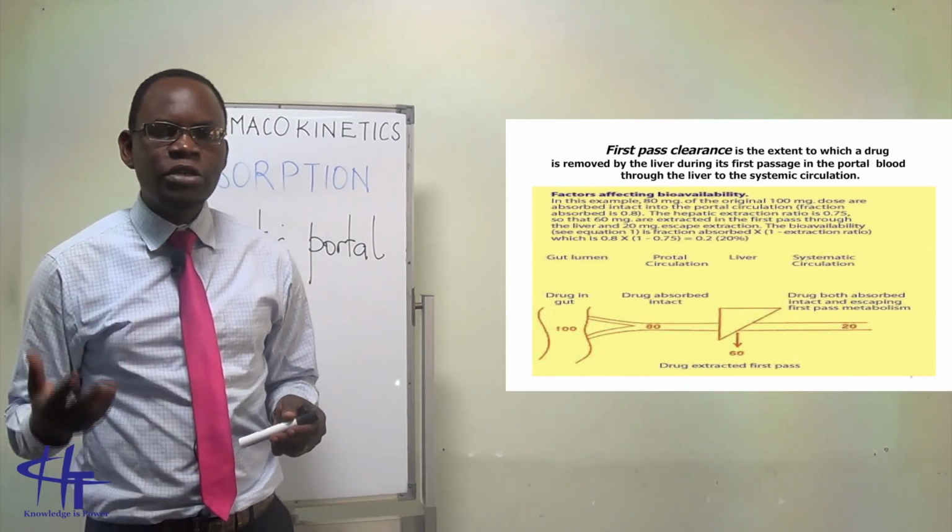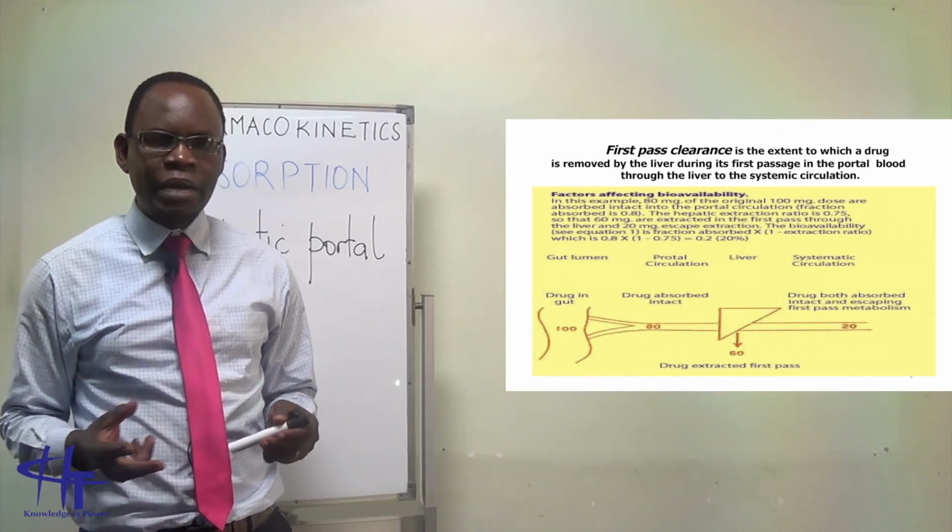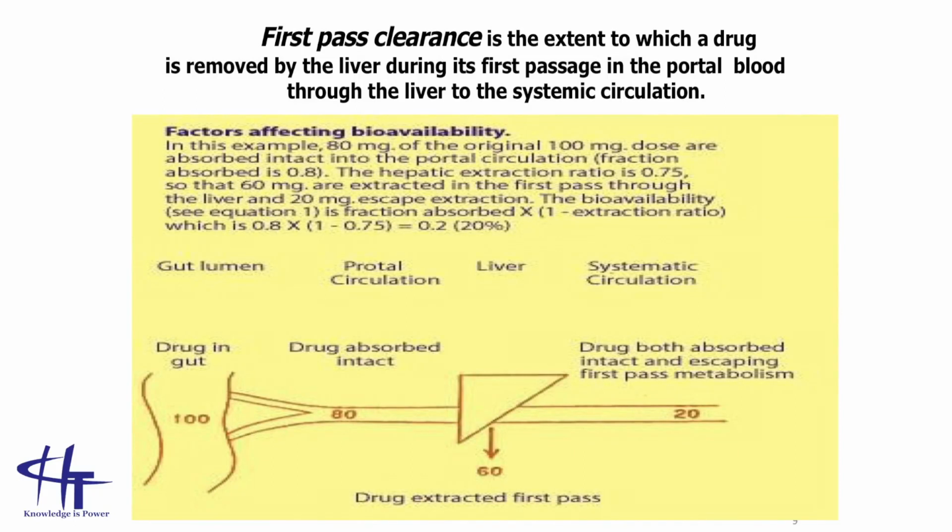Now, that effect of the drug being first metabolized in the liver before it goes to the systemic circulation is what we refer to as the first pass effect, or the first pass metabolism of this drug. And this only applies to the enteric route of drug administration.